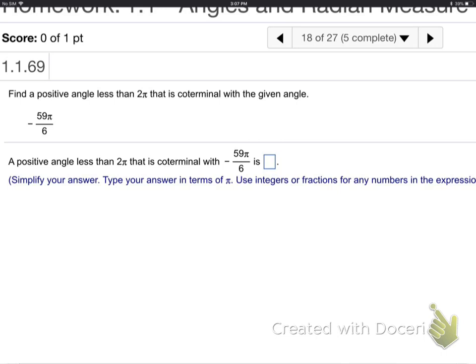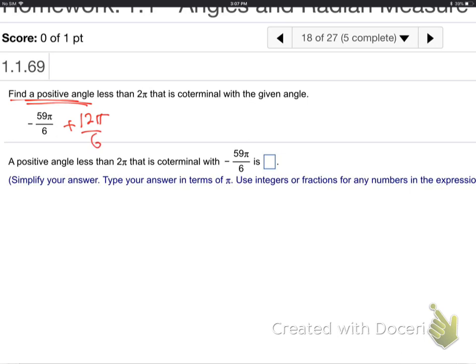Just keep adding 12 pi over 6. That also should be positive. Until it's positive. They say find a positive. Oh. Yeah, right up here. They want it positive. So I just say, okay, add 12 pi over 6.